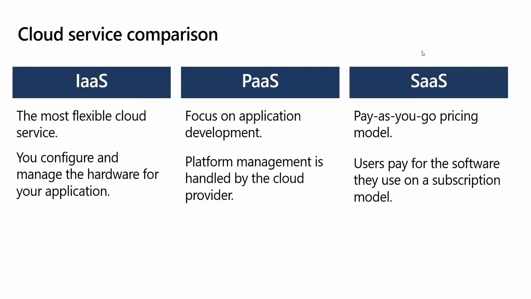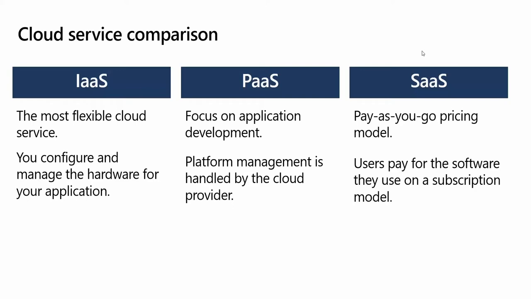Summarizing the three cloud service models, we have the IaaS, PaaS, and SaaS models. In IaaS, I want you to think of the word flexibility. Microsoft, the cloud provider, configures and manages the hardware running underneath your application. You, the customer, select the operating system and the hardware. A good example of an IaaS resource is virtual machines.